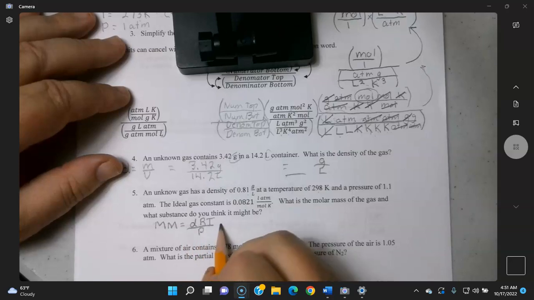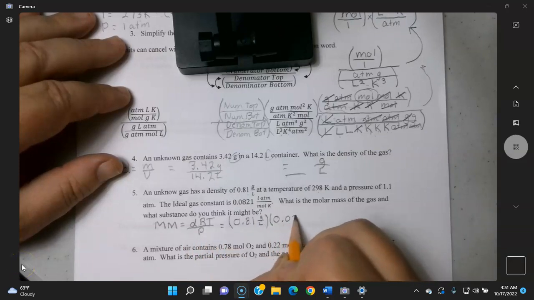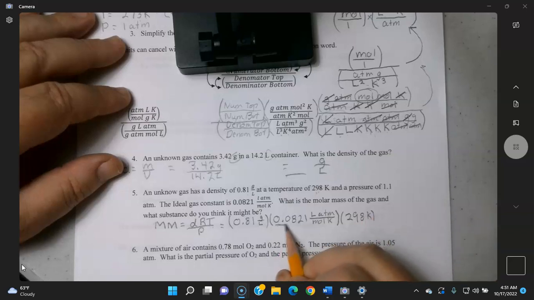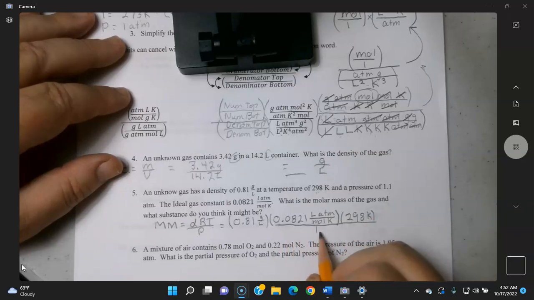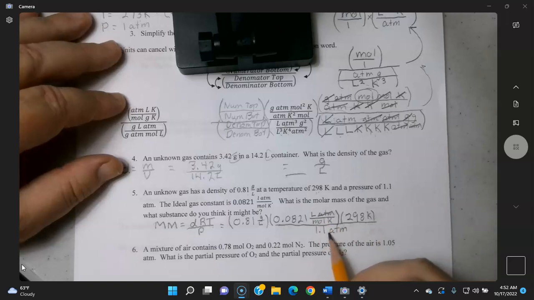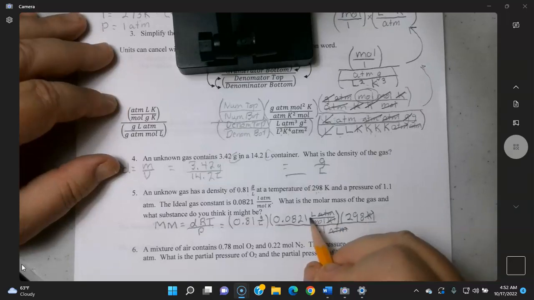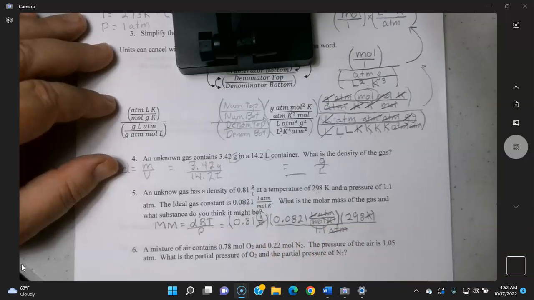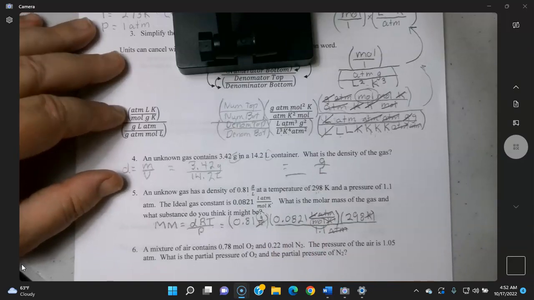Now you can plug in the numbers, the gas constant, temperature 298, it has to be in Kelvin because the gas constant is, and the pressure is 1.1 atmosphere. First of all, be sure your units cancel. So numerator top, denominator top, numerator top, numerator bottom. Liters is numerator top and numerator bottom right there. And your final units are grams per mole, and that's molar mass. Molar mass is some number of grams per mole.